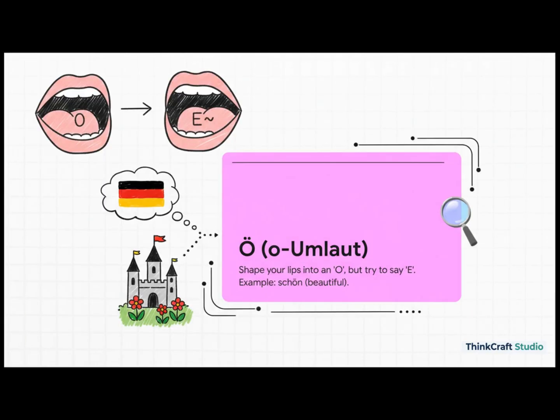Okay, this next one, the Ö, is a little weird. It's kind of like mouth yoga. First, I want you to make the shape of an O with your lips, like you're about to say oh. Got it? Now keep your lips exactly like that, but try to say the sound E. That funny sound that just came out? That's it. That's the sound in schön, which means beautiful.